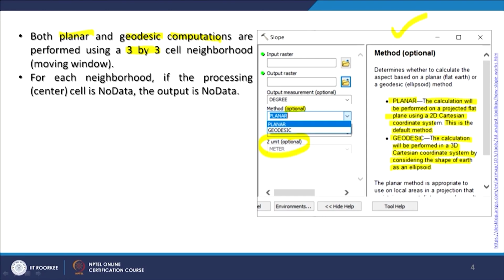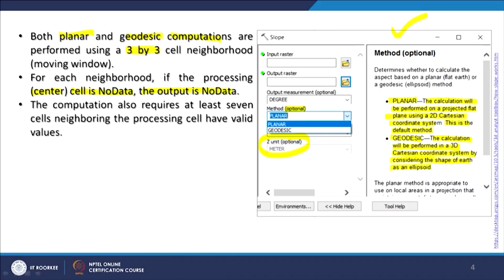For each neighbor, if the center cell being processed, because the calculation is done for the center cell, is no data, then the output would be no data. This is true in all such calculations where neighborhood calculations are performed. If the center cell has no data, the output is also going to be no data. That is why the concept of no data is very important.